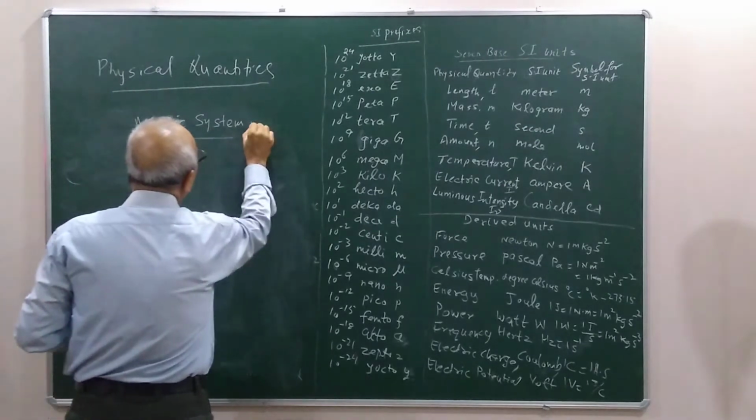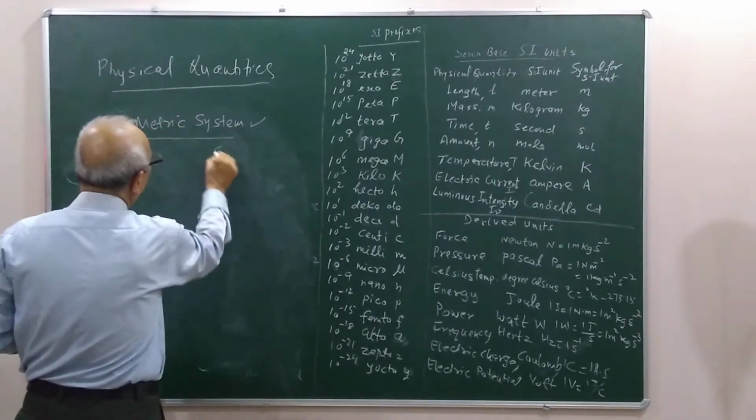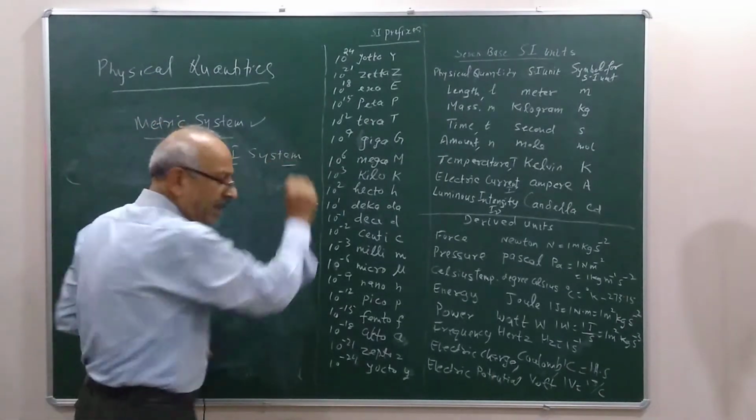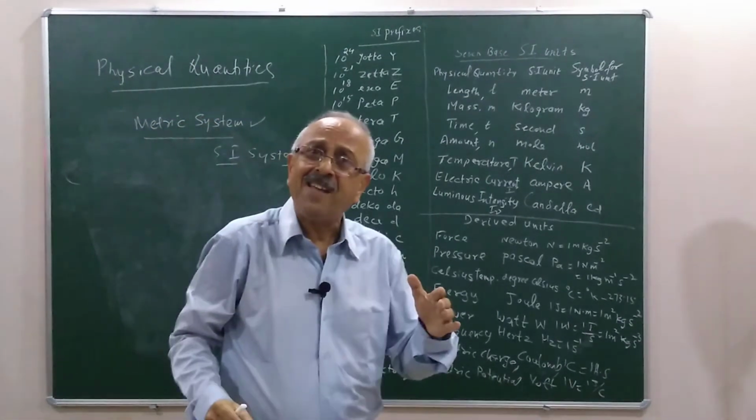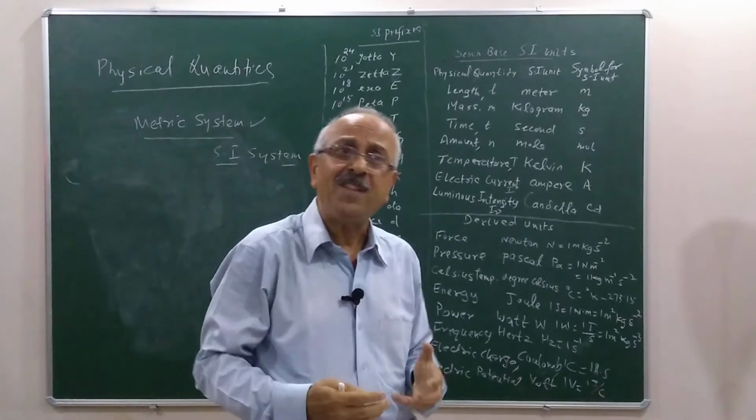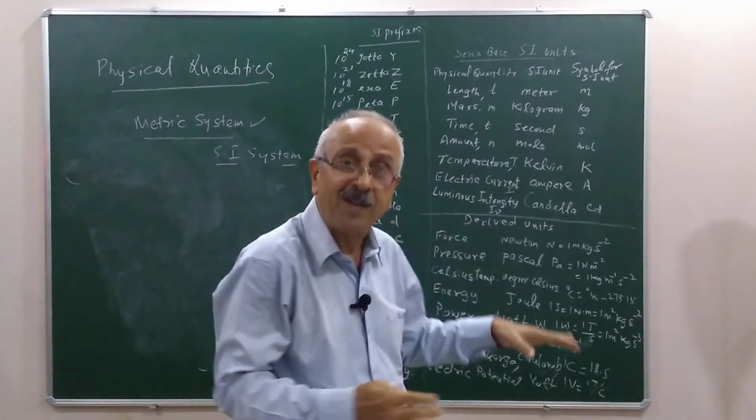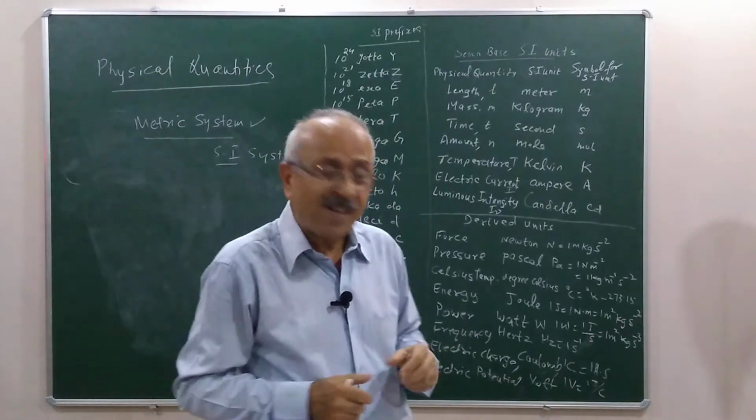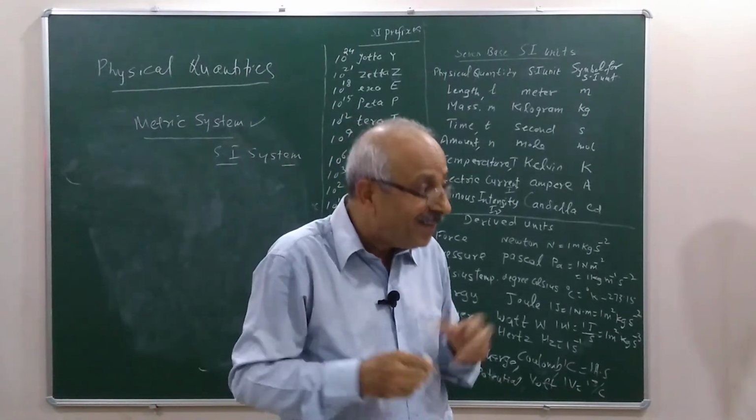What do you mean by a metric system? This is the advantage of the SI system of units. That means we can multiply with the powers of 10 or divide with the powers of 10 to get the values. What is the reason for that? Because in science, in physics, in chemistry, what type of numbers are you dealing with?